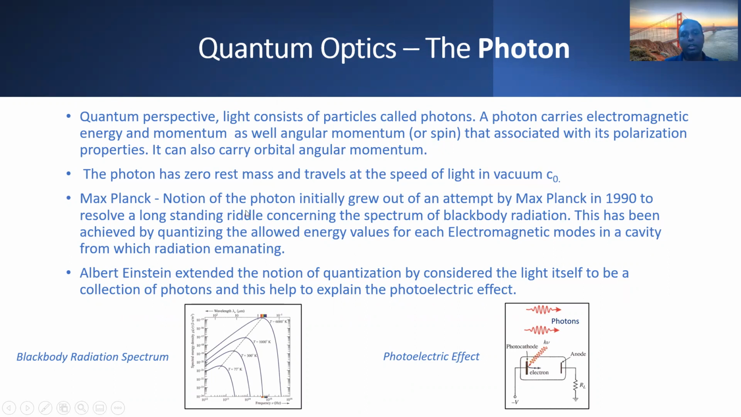The notion of the photon initially grew out of an attempt by Max Planck in 1900 to resolve a long-standing riddle concerning the spectrum of black body radiation. This was achieved by quantizing the allowed energy values for each electromagnetic mode in a cavity from which radiation is emanating. However, Albert Einstein extended the notion of quantization by considering light itself to be a collection of photons, and this helped to explain the photoelectric effect. Okay, in the picture here, the left one shows the black body radiation spectrum, and the right one shows the photoelectric effect.